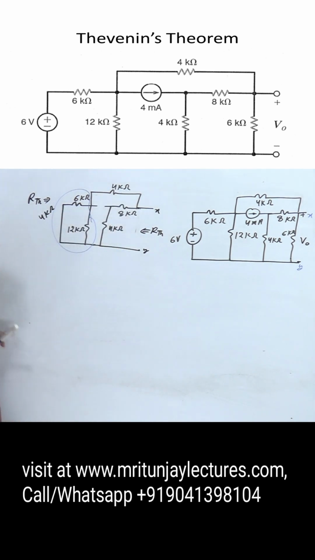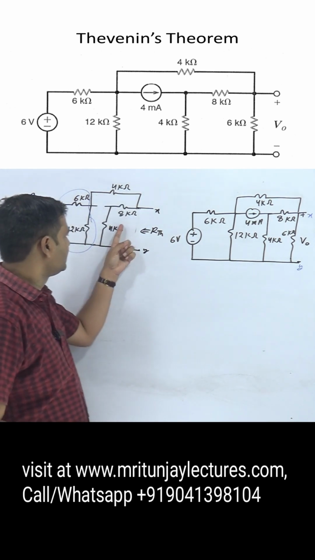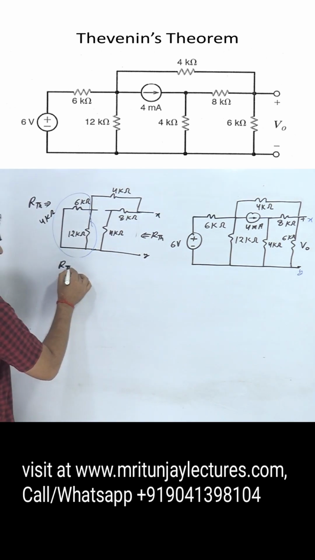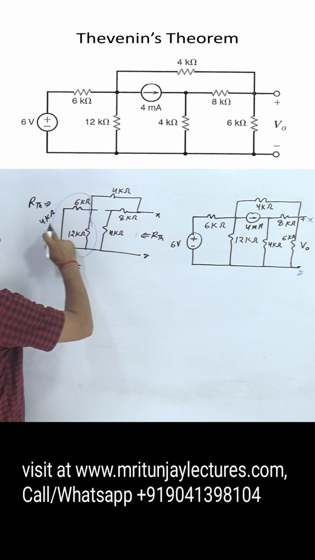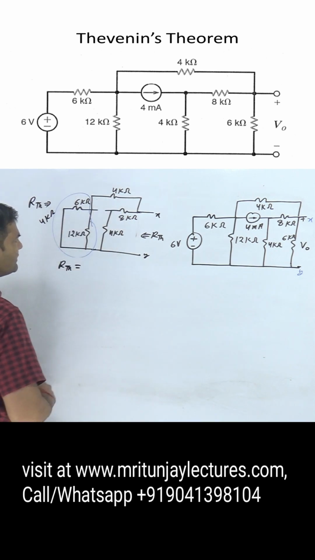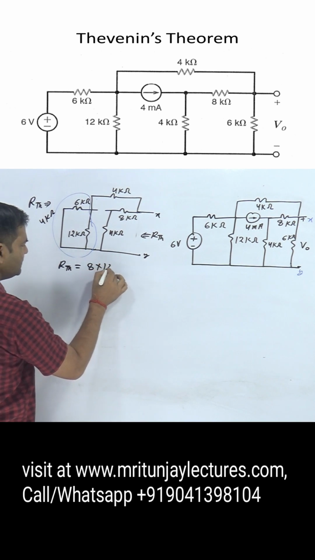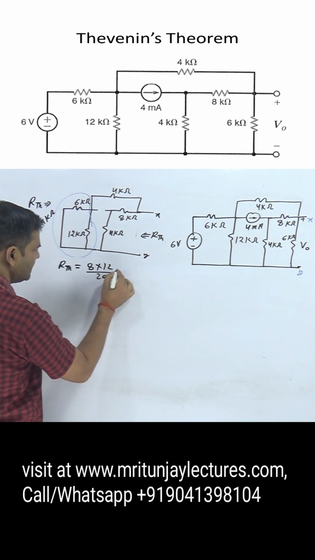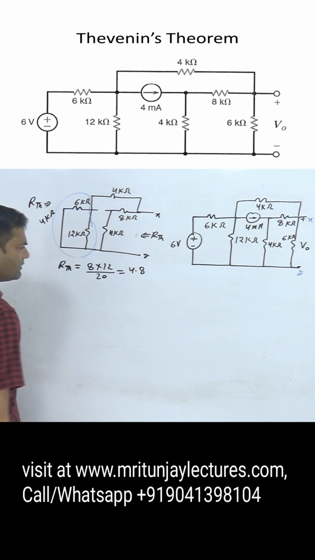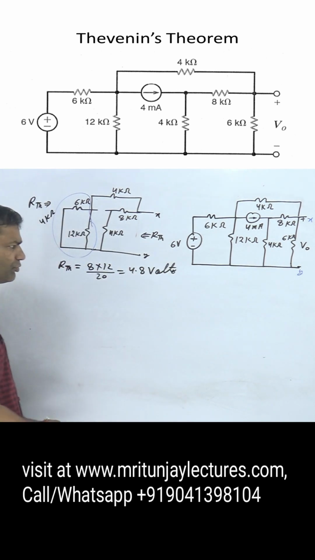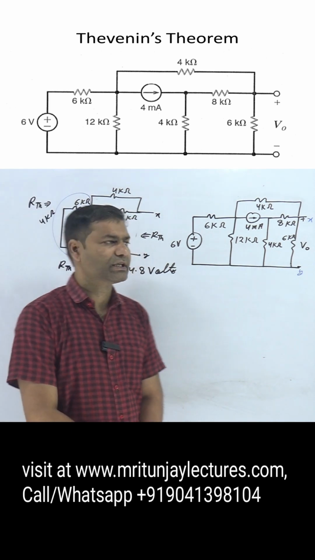4 and 4, that is 8, and 8 and 12 are parallel. So RTH is 4 and 4, that is 8, and 12 are parallel. So we got 20, that is 4.8. Okay, so RTH is 4.8 kilo ohm. Now next target is VTH.